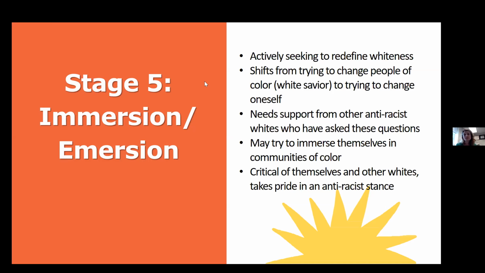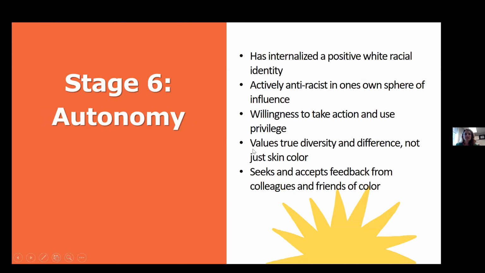And during this stage, you do need support from other anti-racist whites who are asking those same questions, because it is associated with a lot of internal reflection. And stage 6 is essentially autonomy. So at this point, you are able to internalize a positive white racial identity, not in the sense of white pride, not in a superiority, inferiority manner, but in the idea of, this is my reality, and I have the ability to act in an anti-racist way.